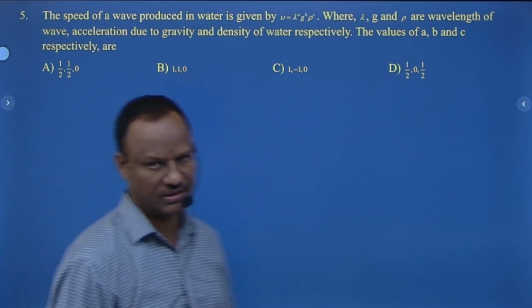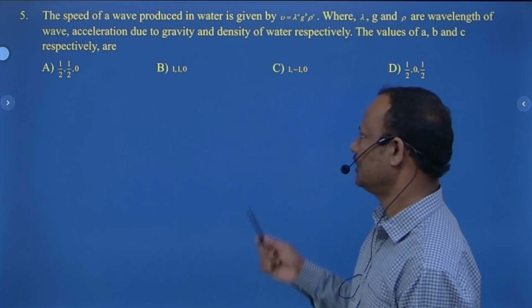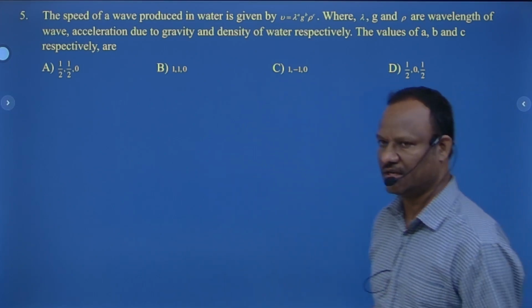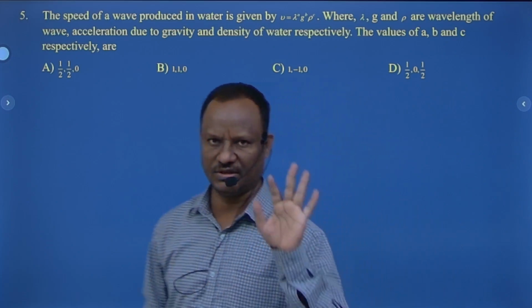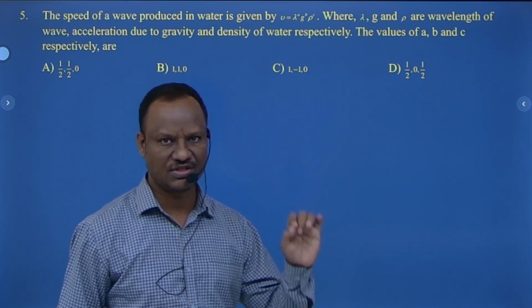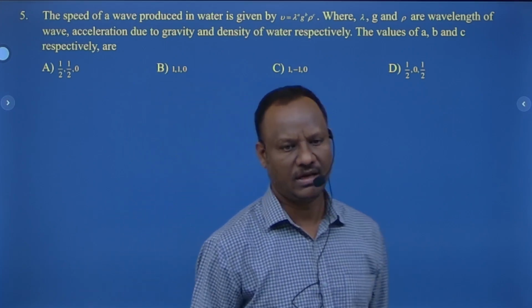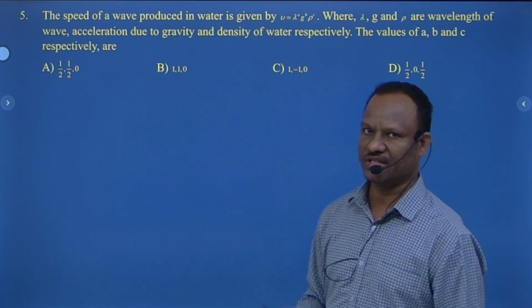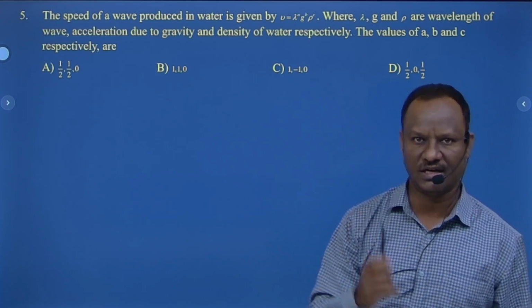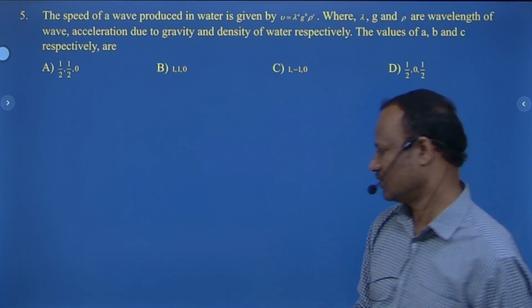This is a very important question, a relation that comes from dimensional analysis. For recollecting, there are three uses of dimensional analysis. One is conversion of one system of units into another system. The second is to check the correctness of an equation. And the third is to find the relation between physical quantities.